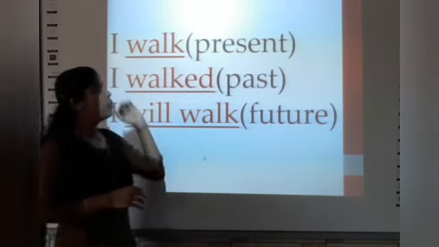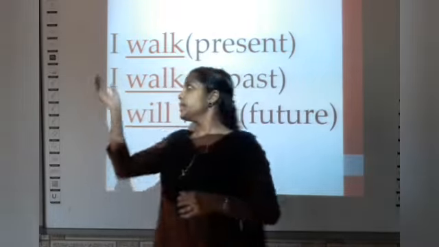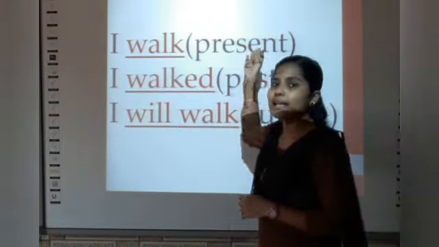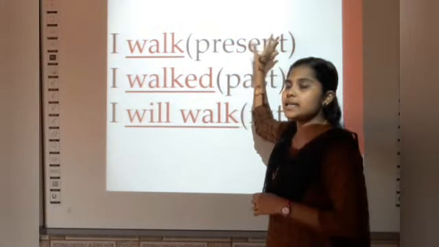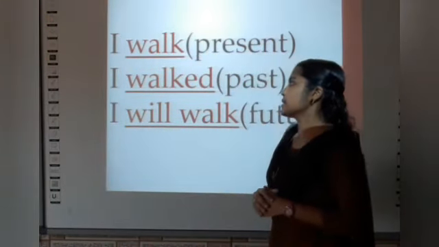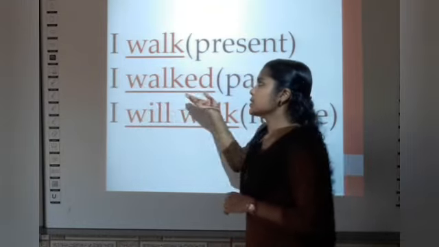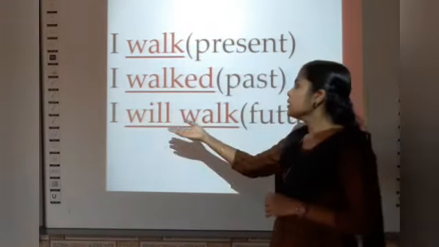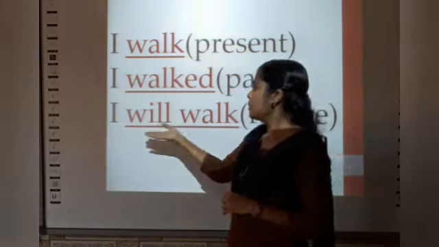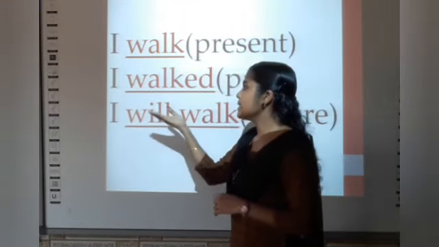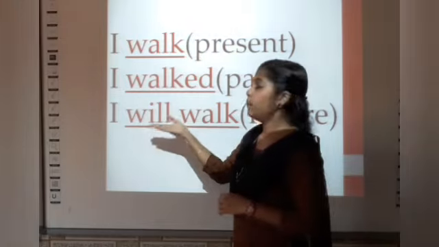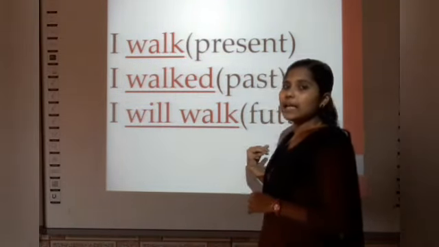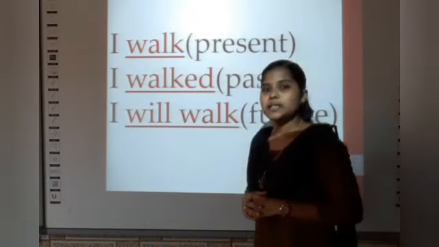Now, I walk. Here, subject plus verb in the first form. That is indicating the present tense. Next comes past. I walked. Subject plus verb in the V2 form. I will walk. Subject plus will or shall plus verb in the first form. This is indicating the future tense.